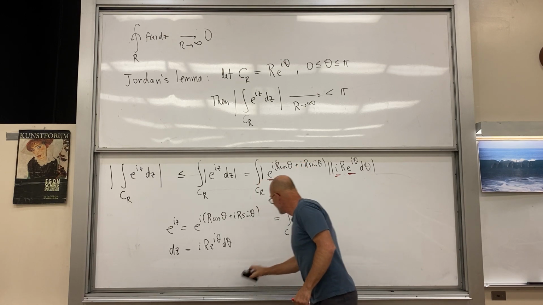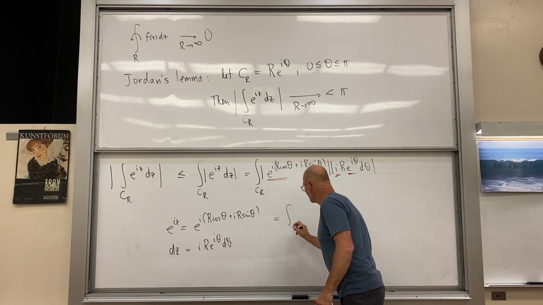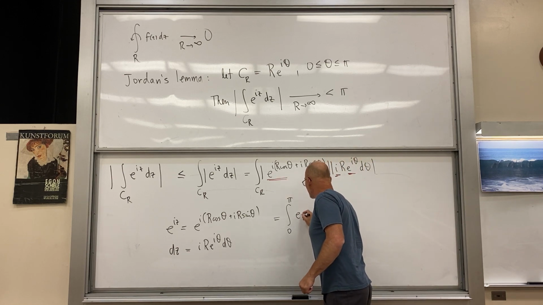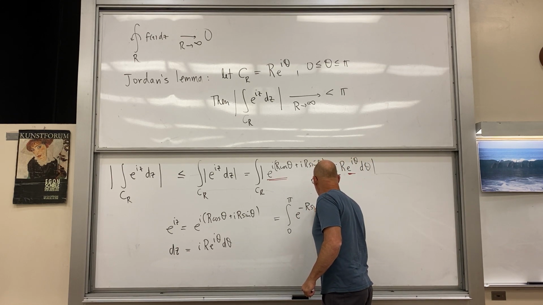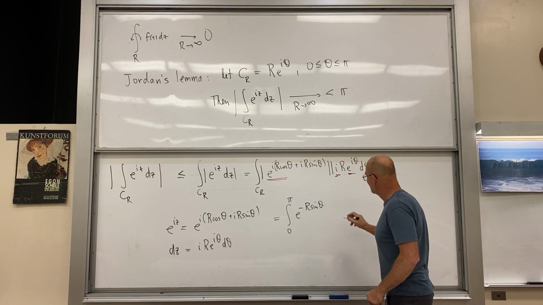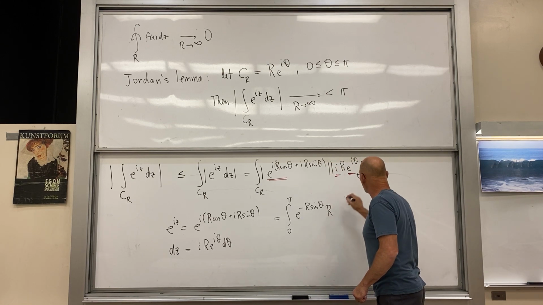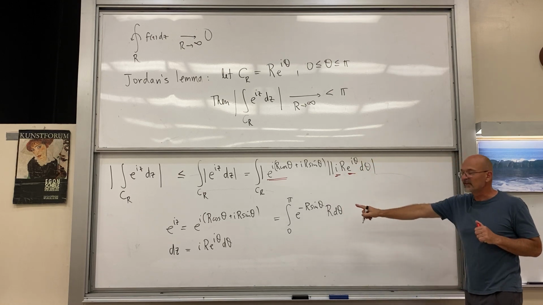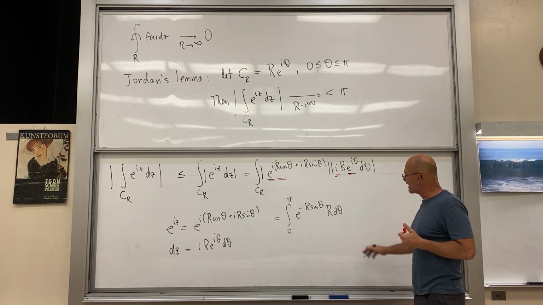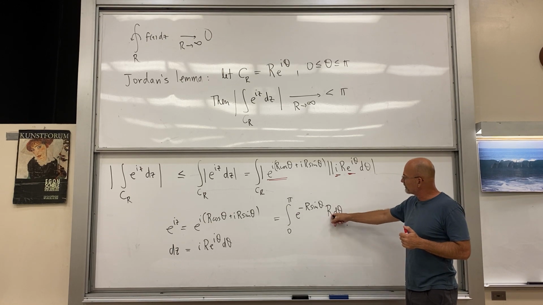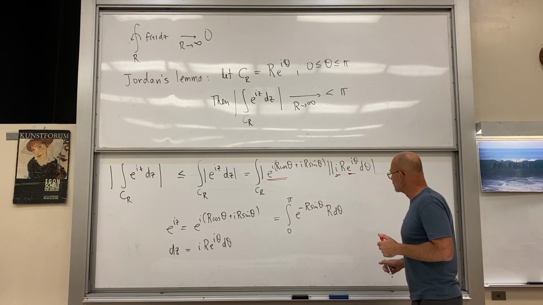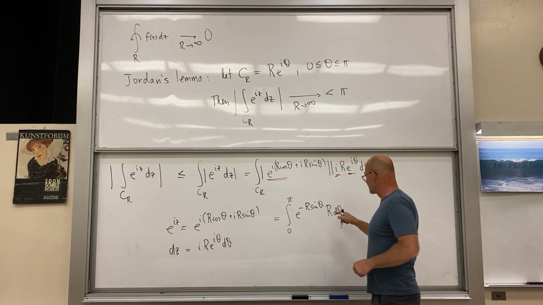Actually, we can now state the boundaries. It's going to be 0 to pi, e to the minus r sine theta, and then we're going to have an r d theta. So this is the integral we have to estimate. We want to take r goes to infinity. We get a divergence here, but we get something getting smaller there. We're going to have to do a little clever estimate on this thing.